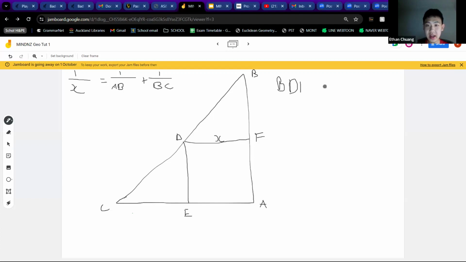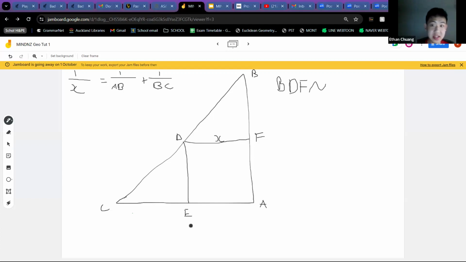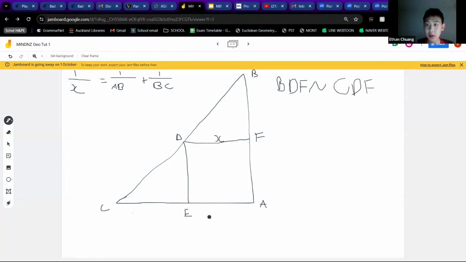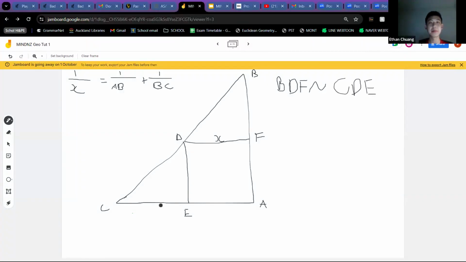BDF similar to, what did you write? CDE. Okay, why are they similar? All right, just say side side side, angle angle, or side angle side. Which one is it? So how would you know it's side, side, side? Because you don't know what the actual side lengths are.